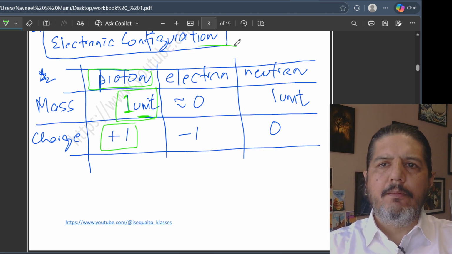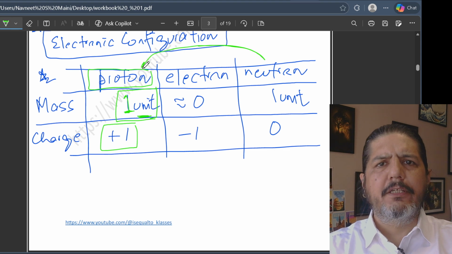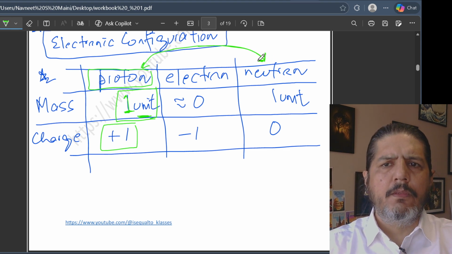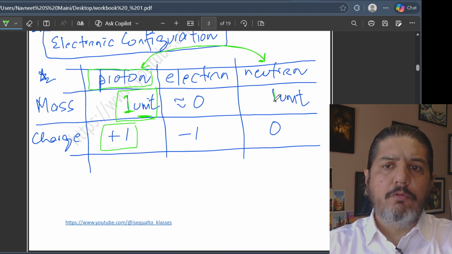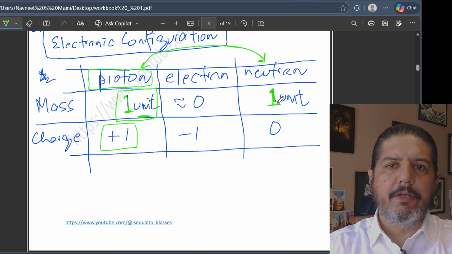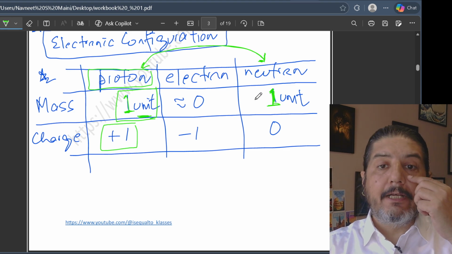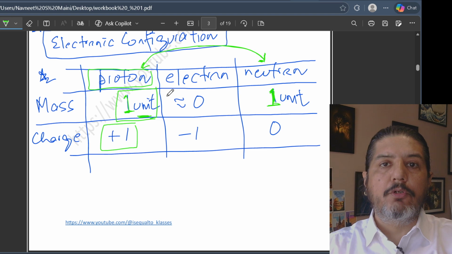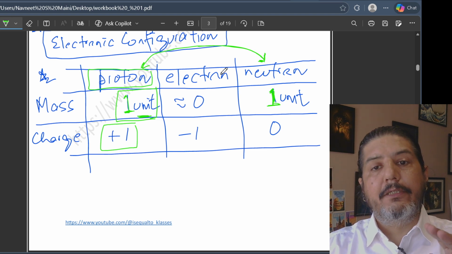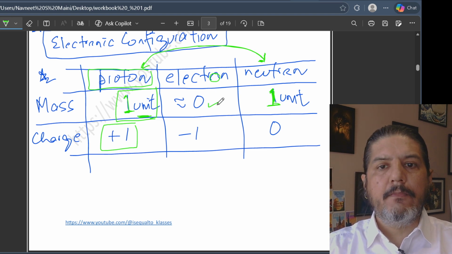Mass of proton and mass of neutron is almost the same. Mass of neutron is also 1 unit. Electron has a negligible mass compared to a proton or a neutron. That is why I've said that this has negligible mass.